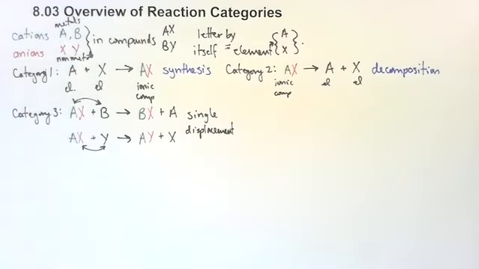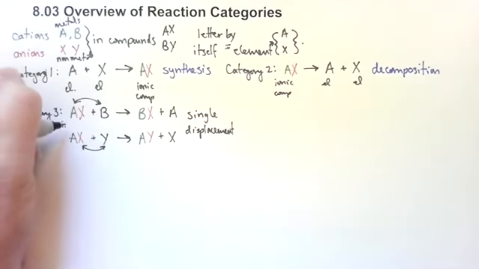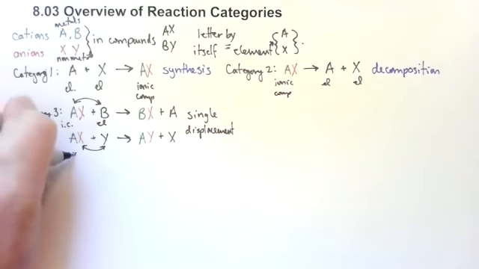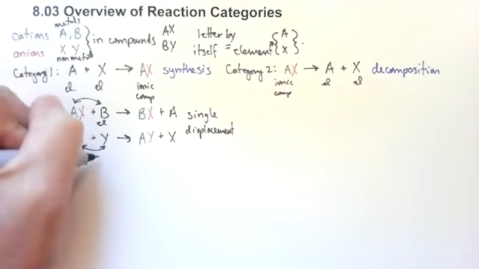We're going to go through each of these categories in great detail, but I just want to kind of look at them all. And I want you to see where you can kind of predict already what's going to happen. So in this case, I had an ionic compound. I'm just going to put IC plus an element. Ionic compound plus an element.